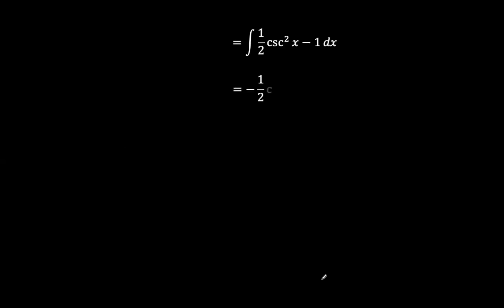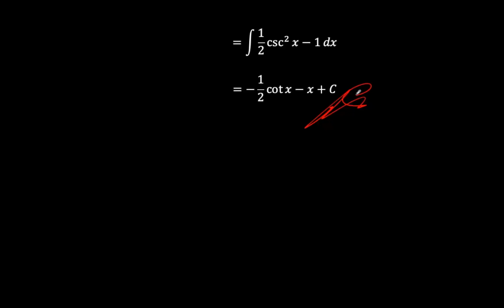So this means that the integral of cosec squared x is the same as negative cotangent of x, and we'll prove why that is the case later. And then the integral of negative 1 is negative x plus integration constant c. So this is the answer.